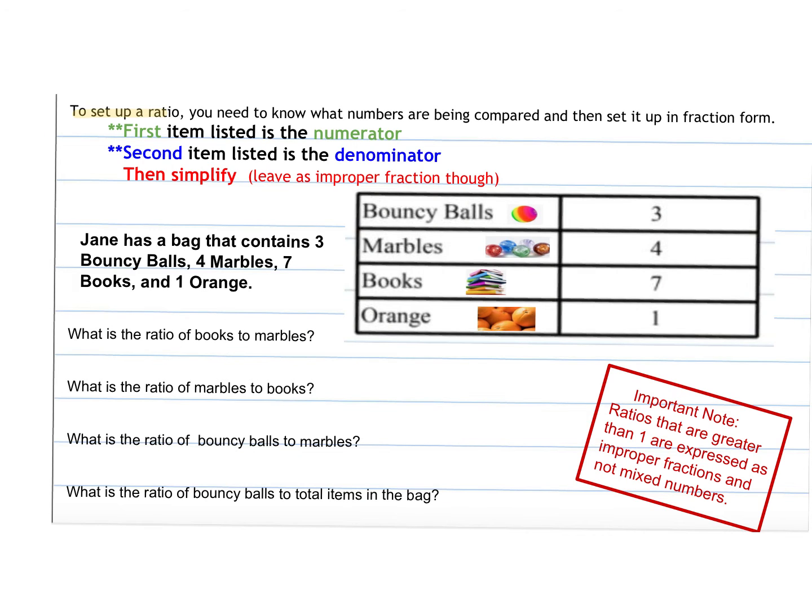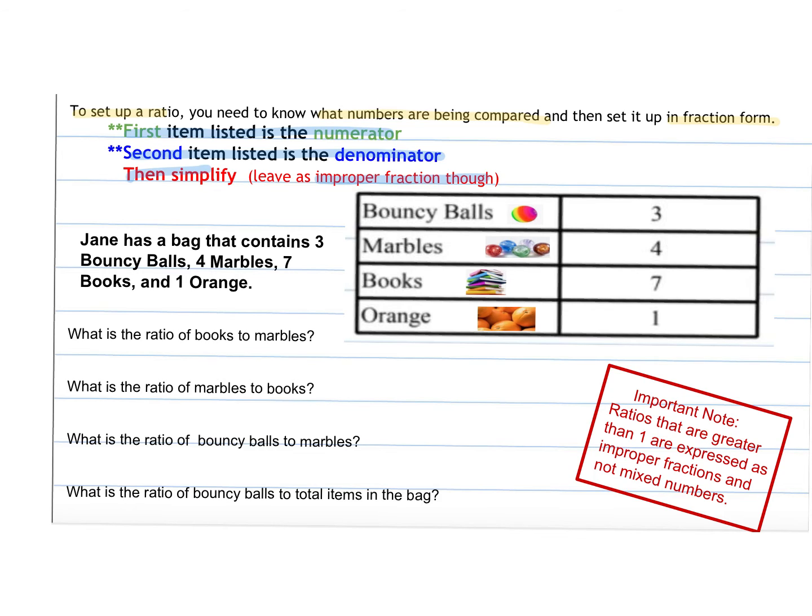To set up a ratio, you need to know what numbers are being compared and set it up in fraction form. That's generally how we do it. So the first item listed is the numerator. So what comes first? The second one is going to be your denominator. Then simplify. But since it's a comparison of 2 numbers, this is where we go a little different. We do need to leave it as an improper fraction because if you change it to a whole number, then it's no longer comparing 2 numbers.